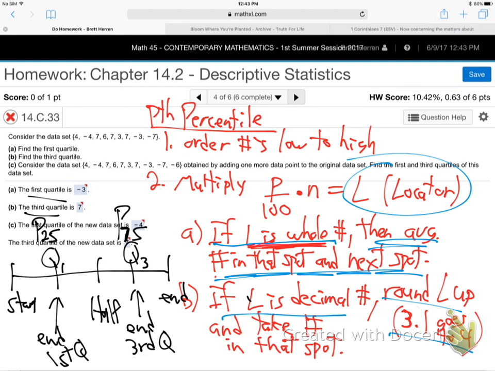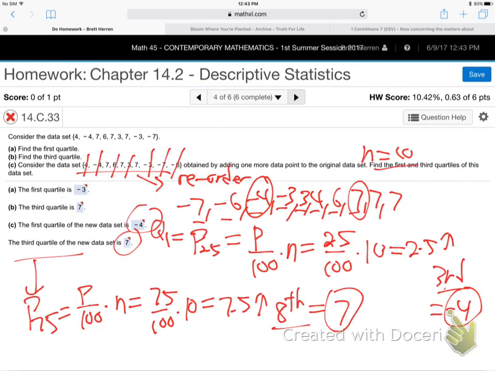That's what you get. Everybody see the difference here? Let me hold up for just a minute. Everybody see what's going on? When you do this P over 100 times N thing, you get your locator. All the ones we've done so far have come out decimals. You just round them up, grab that number, right? But when it comes out a whole number, you take that number and the next number. The number in that spot and the next spot and average them. Kind of like when you have 2 middle numbers, you know? Right? So let's do that.